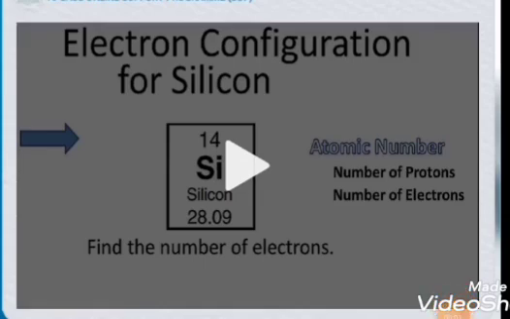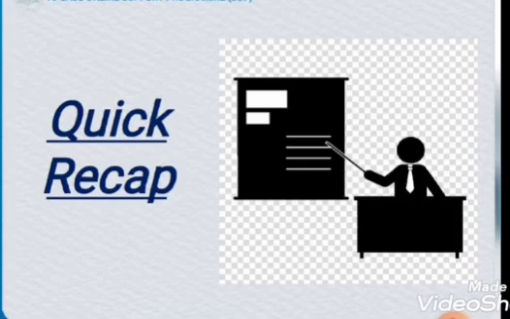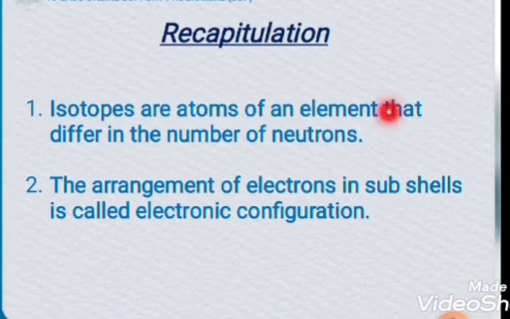I hope students you all have understood the concept of electronic configuration. Now here I have a very quick recap for you. Point number 1, isotopes are atoms of an element that differ in the number of neutrons. Point number 2, the arrangement of electrons in subshells is called electronic configuration.